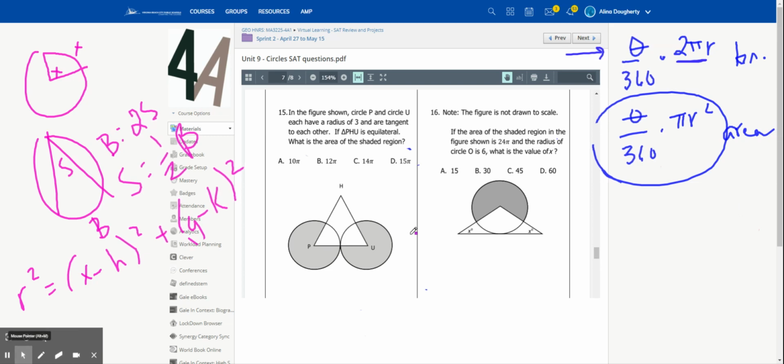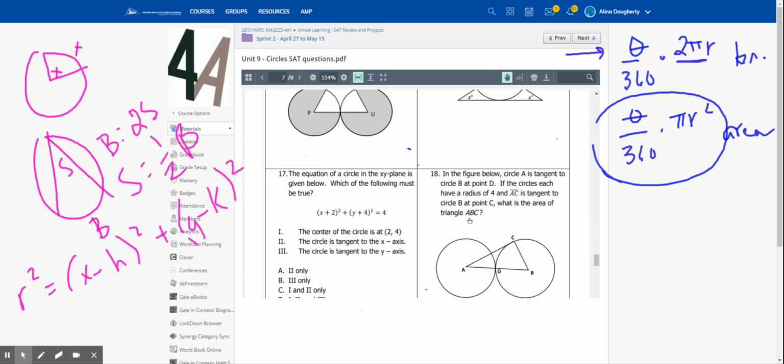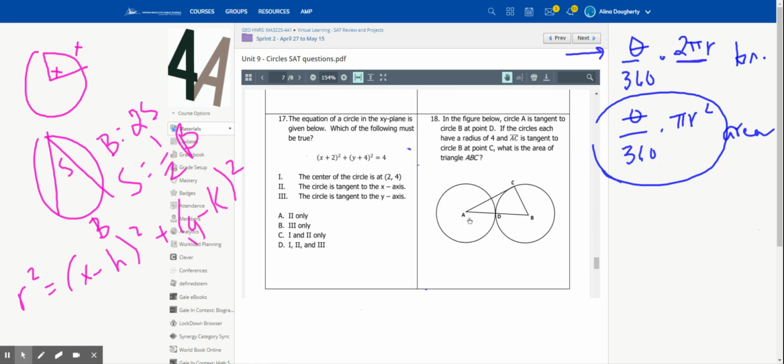All right. Question 16 down. Question 17. The equation of the circle in the xy plane, which of the following must be true? Okay. So we're looking at our equation here. So I know h and k has to be -2.